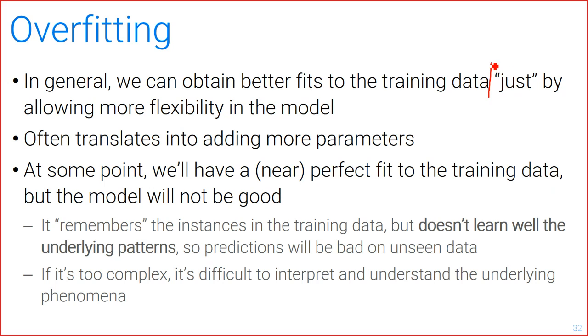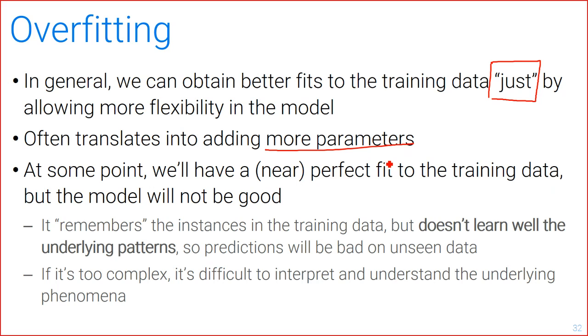And see that I'm here putting quotes around just. That just is not so simple many times, but only by allowing more flexibility in the model, for example, allowing more parameters, we could in principle always obtain a better fit to the training data. It's just about making the model more complex, more flexible. Again, this often translates into adding more parameters. And at some point, what I want you to see is that we will have a near perfect fit to the training data, a model that almost perfectly or perfectly fits the training data.